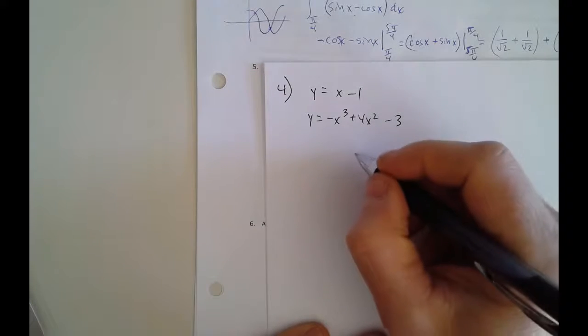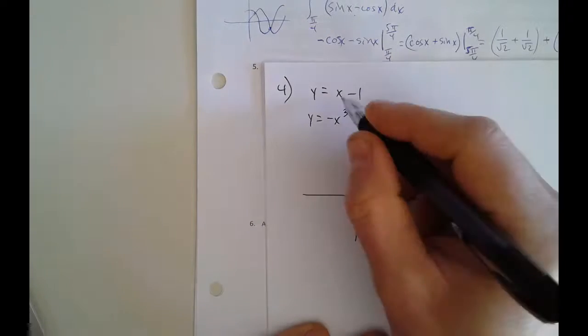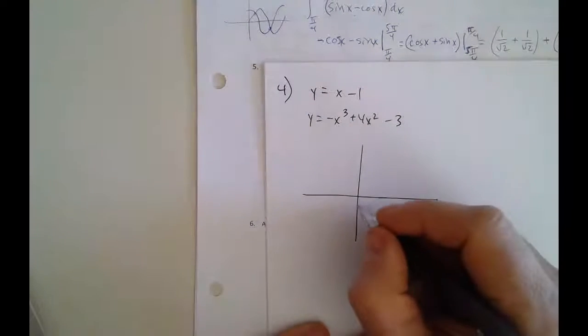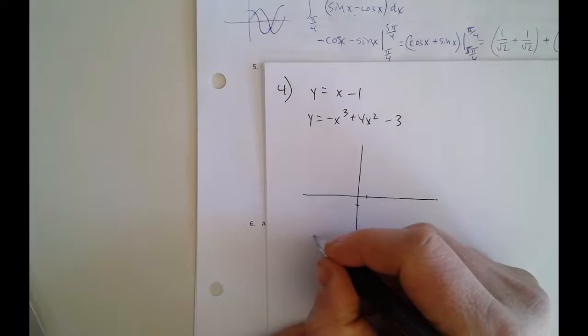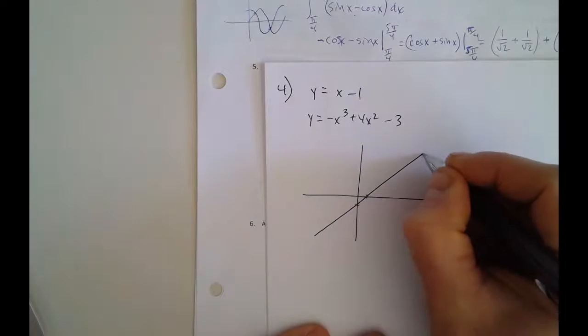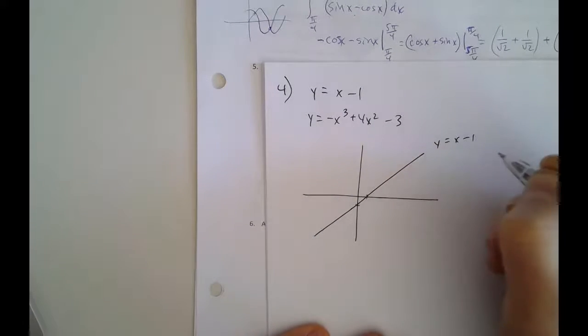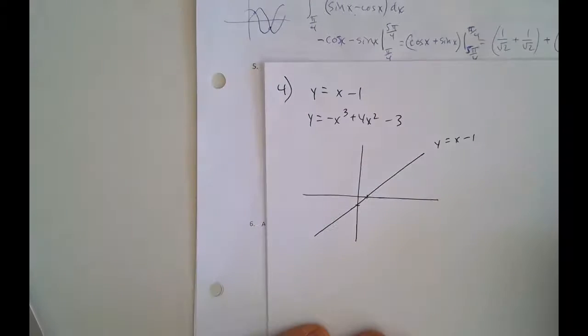We need to make sure that we find our, obviously we can graph that one pretty easily for ourselves. So there's that line, y equals x minus 1. This one is not as easy to make a sketch of for ourselves. There's no real information for it.